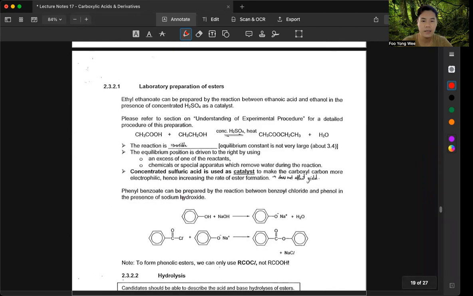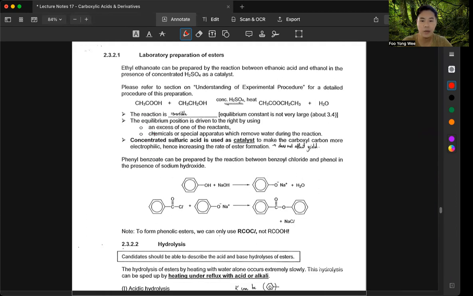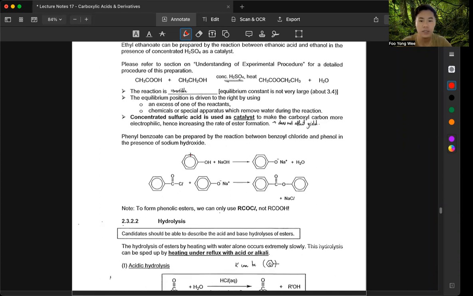All right. Now, how do you make ester in the lab? This is a recap of O level, so I will just quickly go through it. Basically, you use concentrated sulfuric acid as a catalyst as well as a dehydrating agent to remove the water to shift the equilibrium position to the right. And to further shift to the right to increase the yield of ester, you use excess reagent, or use other ways to remove the water.